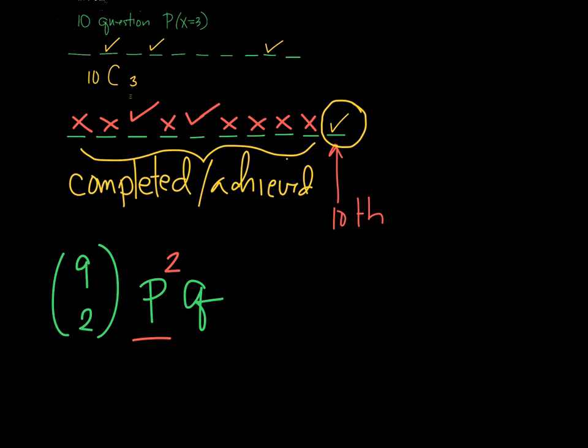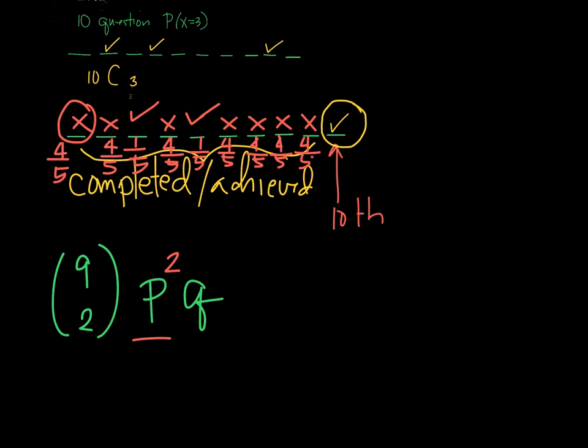In probability, we know that this happened with 4 over 5 probability. This also 4 over 5. This is 1 over 5. This is 4 over 5. 1 over 5. 4 over 5. 4 over 5. 4 over 5.